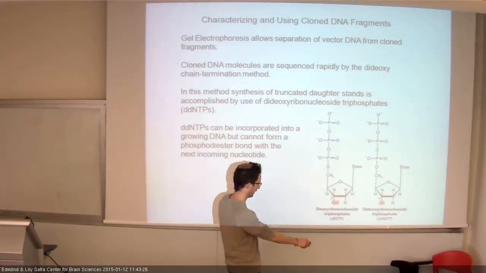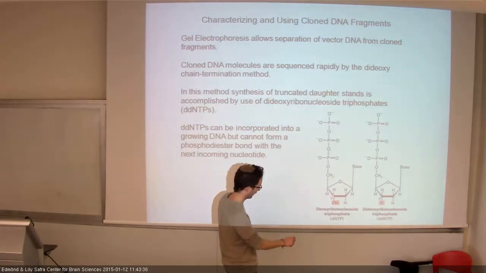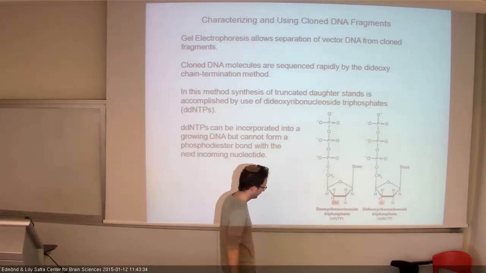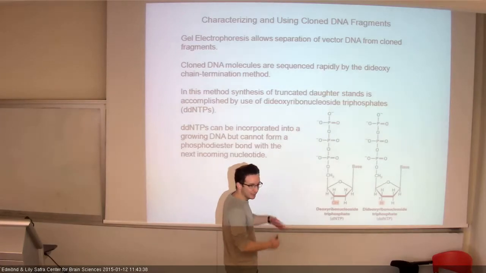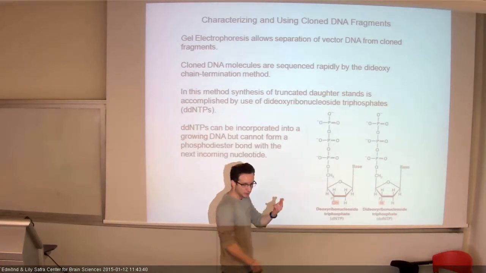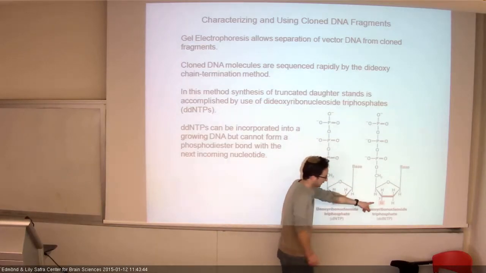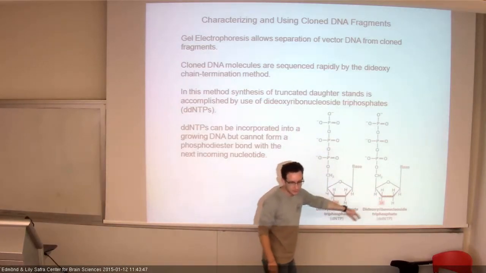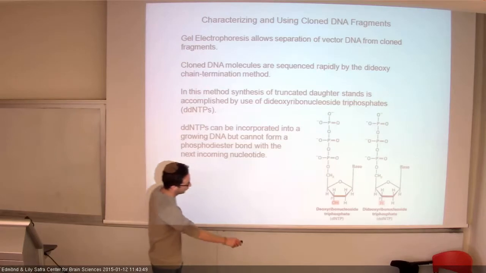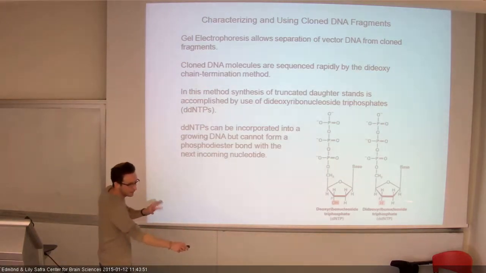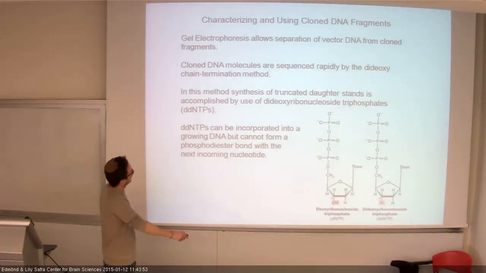A dideoxynucleotide is what we see right here. It's one oxygen less on the 3' carbon than a regular dNTP, a deoxyribonucleoside triphosphate. Okay, dideoxy, one less oxygen, is what we have here. And when we do this change, it is synthetic. It doesn't exist endogenously in organisms. We do it synthetically.